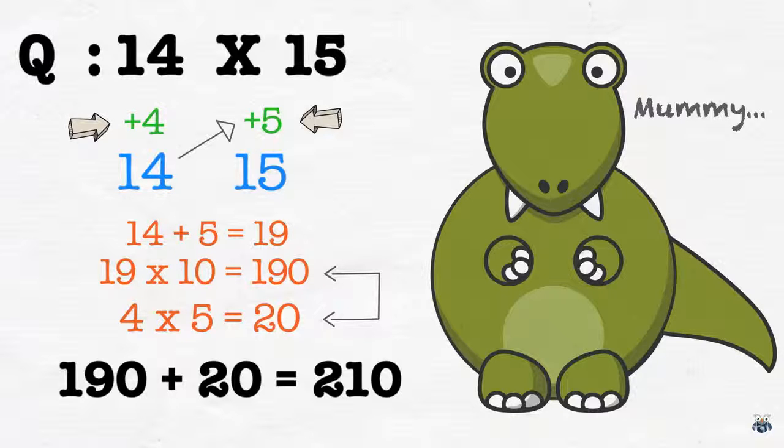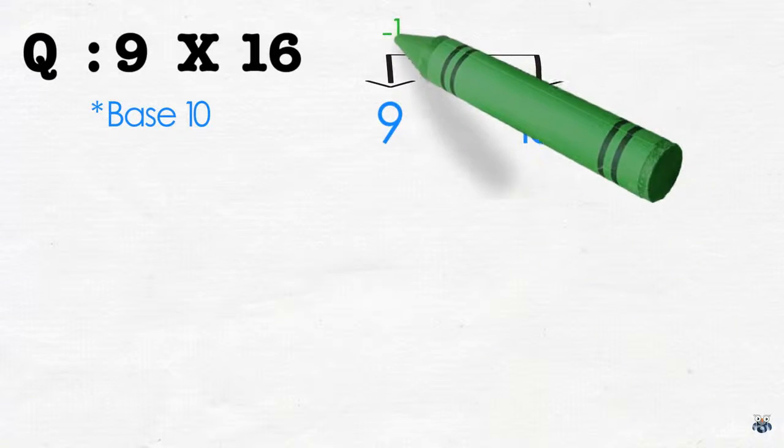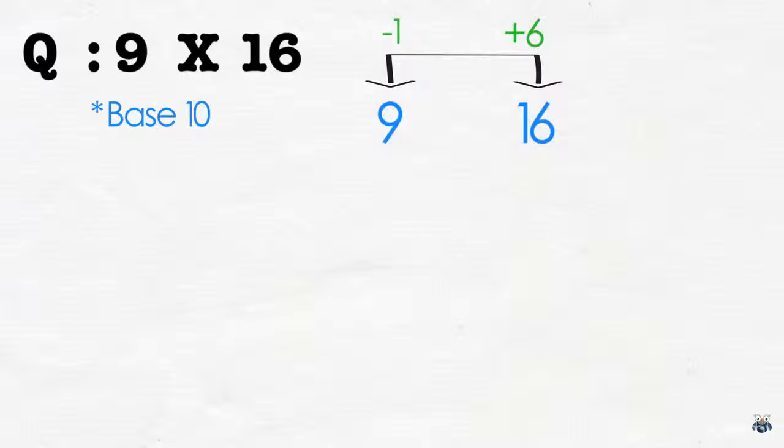Alright, now in this final example, we will mix things up a bit. What is 9 times 16? Let's do this together. 9 is 1 less than 10, 16 is 6 more. Let's write this down. I would like to pause for a bit here and draw your attention to the difference numbers. One is negative and the other is positive.